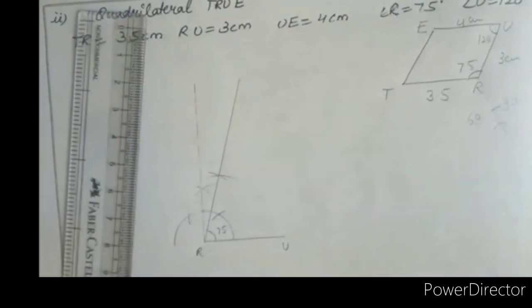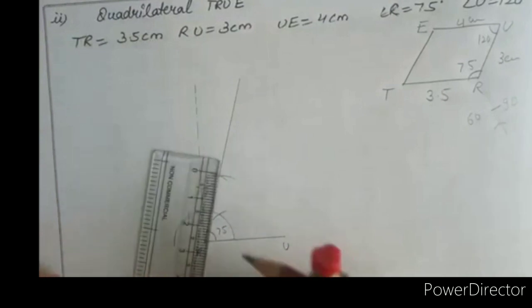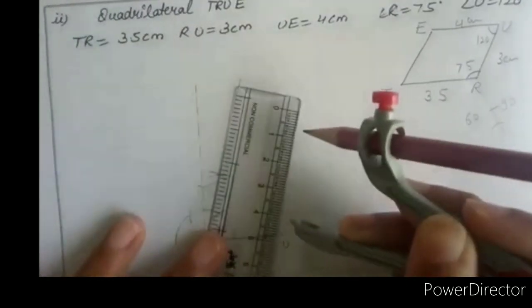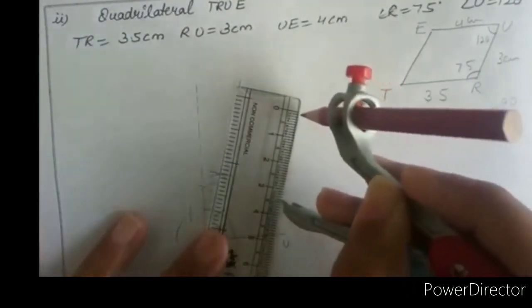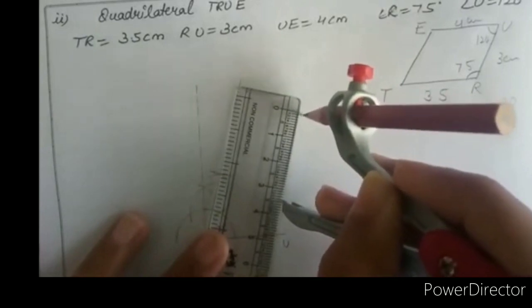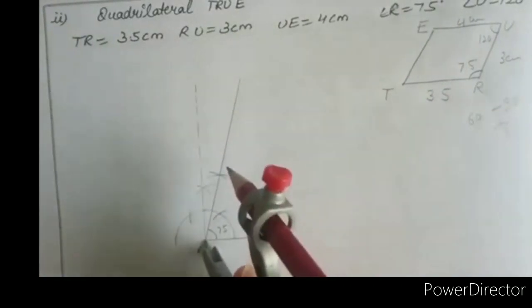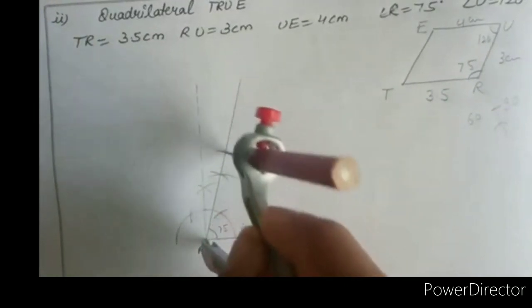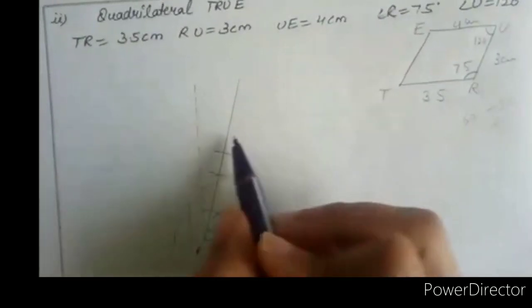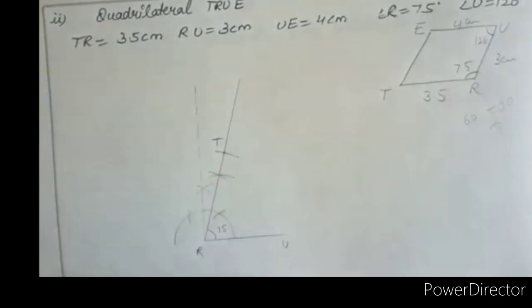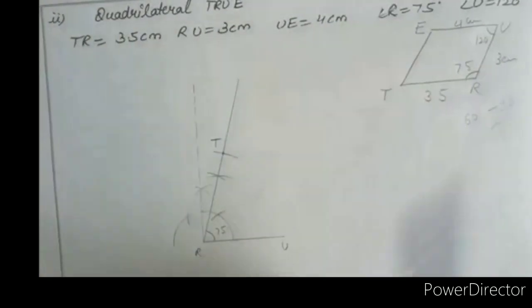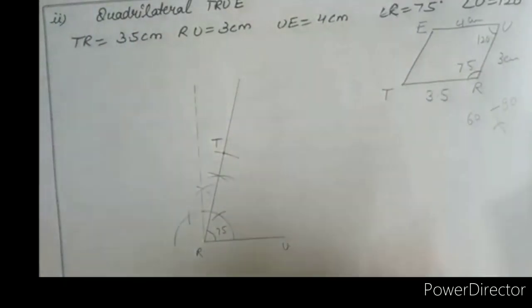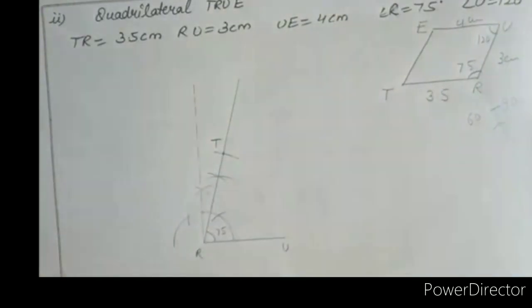Next, we need to draw TR 3.5 centimeter. Adjust the compass. R as center, cut the 75 degree ray. Where it cuts that ray, there you give the name T. Now we got TR line segment, another one side of quadrilateral.